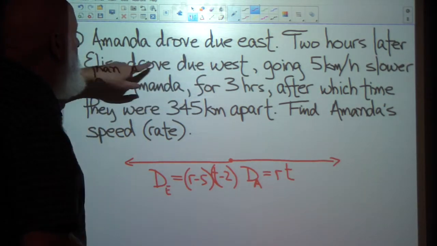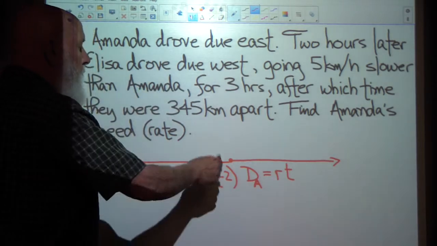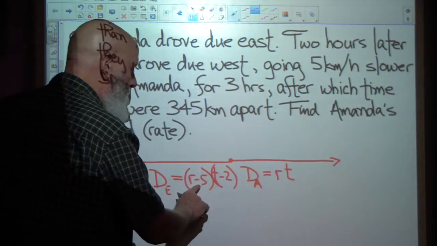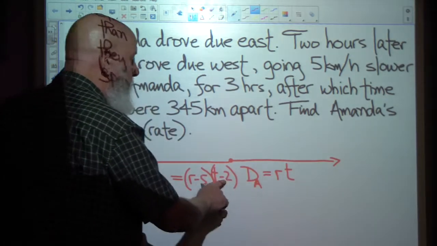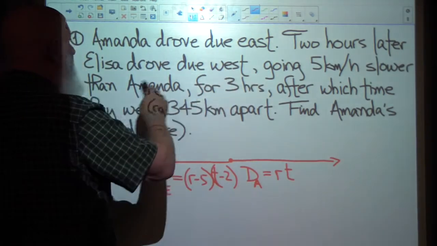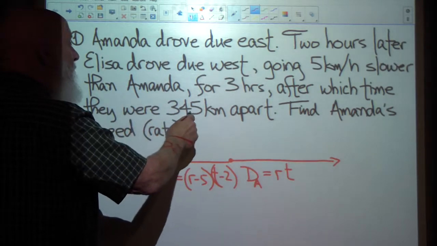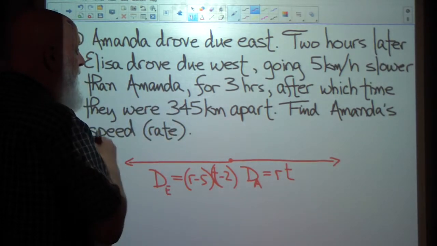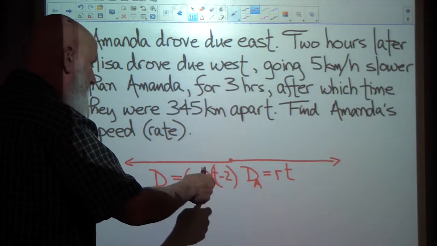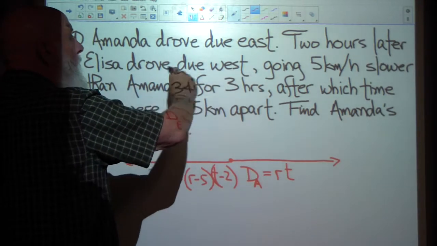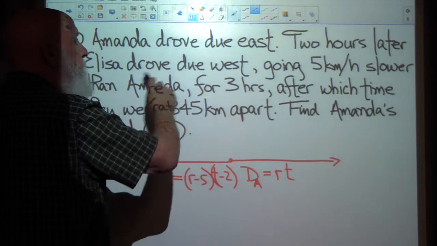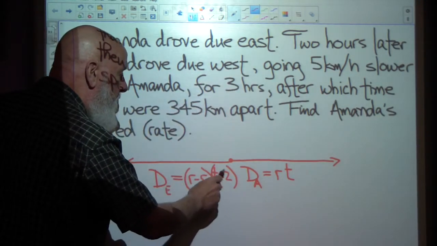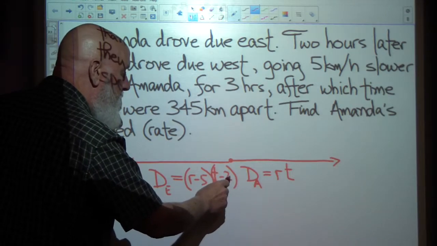2 hours later, Elisa drove due west. She was going 5 kilometers slower than Amanda, so if Amanda's going 50, she's going 45. If Amanda went 10 hours, she's going 8, so forth and so on. After which time they were 345 kilometers apart. That's an important piece of information. After a certain amount of time, she drove for 3 hours. So this right here is 3. T minus 2 is 3.